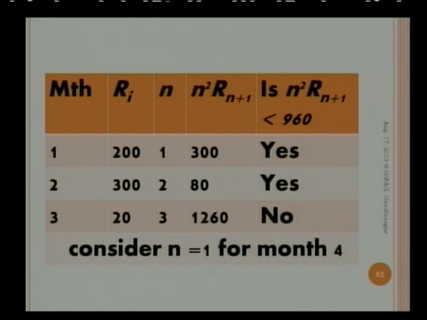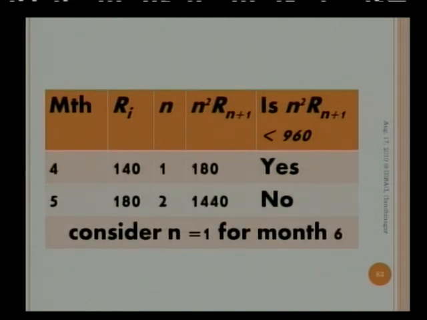So if you sum up this Ri, this is the first group, which says the total demand in the first group is 520 units, 200 plus 300 plus 20. So total 520 units. And now because this condition is failing, in the fourth month I will have to start once again with n is equal to 1. Let's have it here. So we are with the fourth month. Demand for the fourth month was given to be 140, and now n is equal to 1. And for the next month, that is for the fifth month, it is 180 units.